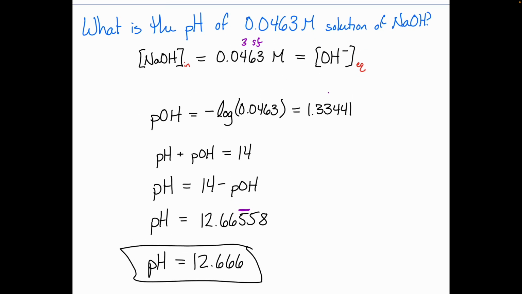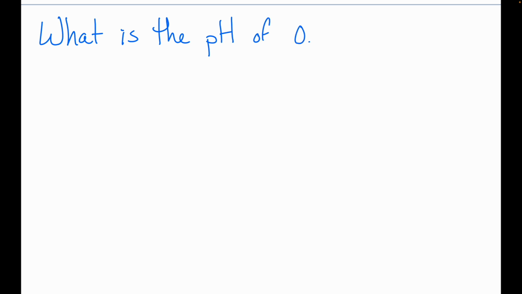Okay, cool. So we talked about strong acids and strong bases. So what about every other acid and base in the world? How are we going to deal with that? All right. So let's just take an example here. What is the pH of a 0.25 molar solution of acetic acid?